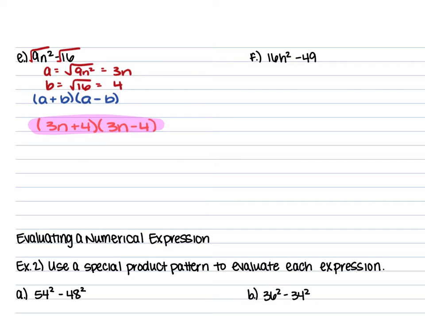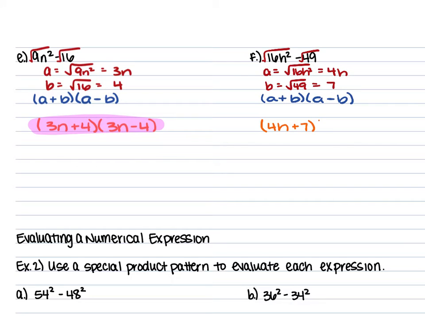For example F, we have 16h squared minus 49. So again, we'll take the square root of the 16h squared. It gives us a of 4h. And we'll take the square root of the 49, which gives us b of 7. Use the difference of squares formula, so a plus b times a minus b. And it gives you 4h plus 7 times 4h minus 7.